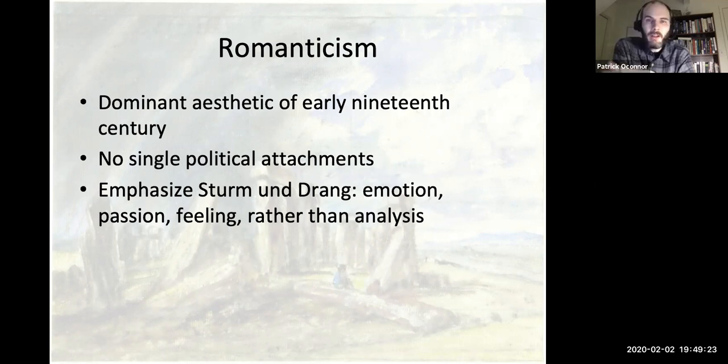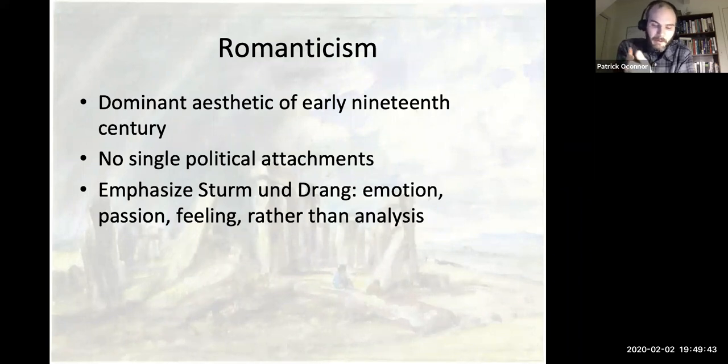These people are kind of all over the map politically. There is no sort of single political attachment related to Romanticism, right? They can be revolutionaries, they can be liberals, they can be conservatives. Some of them change from one camp to another several times in their lives. Beethoven is a good example of this.